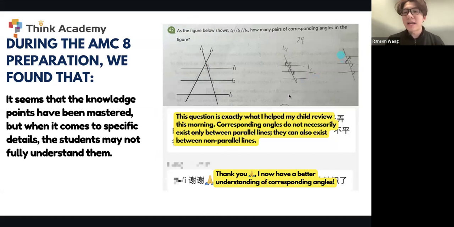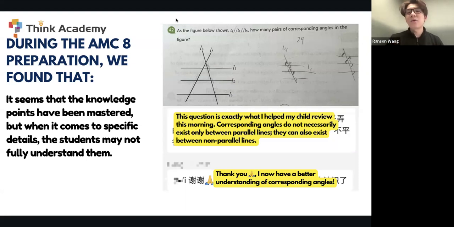I list one example here, asked by one of the parents, of course in Mandarin Chinese, so I kindly translated it into English. It shows one of the pictures and says: this question is exactly what I helped my child review this morning, and he found out that corresponding angles do not necessarily exist only between parallel lines. Whether parents or teachers, when you talk about corresponding angles, in most cases you are talking about the corresponding angles for parallel lines, which are the same, so you're talking about this property.